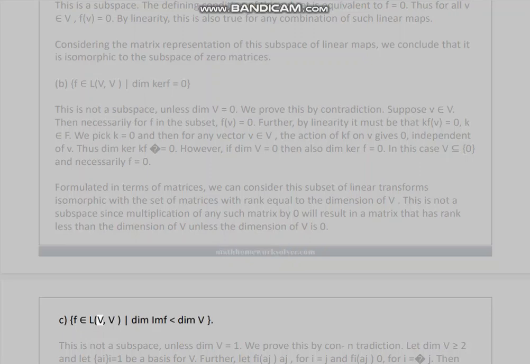C: the set of f in L(V, V) with dim im f less than dim V. This is not a subspace, unless dim V equals 1. We prove this by contradiction. Let dim V be greater than or equal to 2 and let e_i, i equals 1 to n, be a basis for V. Further, let phi(e_i) equal e_j for i equals j and phi(e_i) equal 0 for i not equal to j.